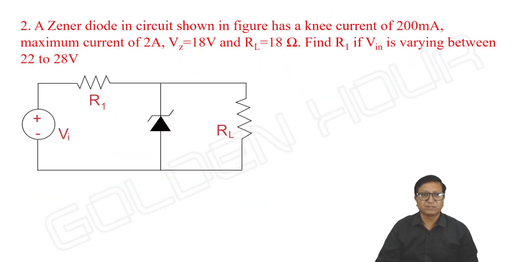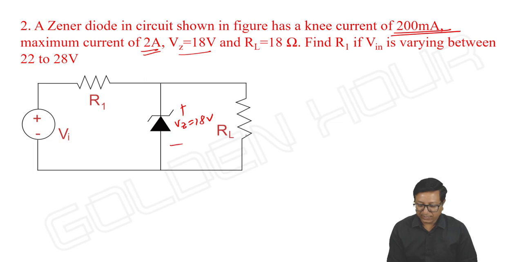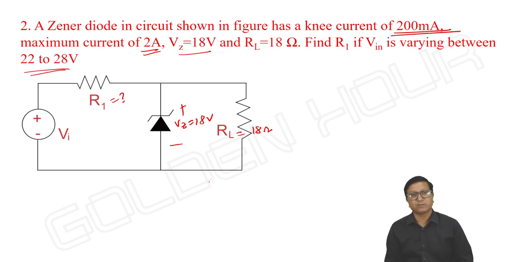Take the next question. A Zener diode in the circuit shown in the figure has a knee current of 200 milliamperes and maximum current of 2 amperes. Vz is equal to 18 volts and RL is equal to 18 ohms. Find R1, if V input is varying between 22 to 28 volts. Okay, fine. Iz range is given, Vz is given.